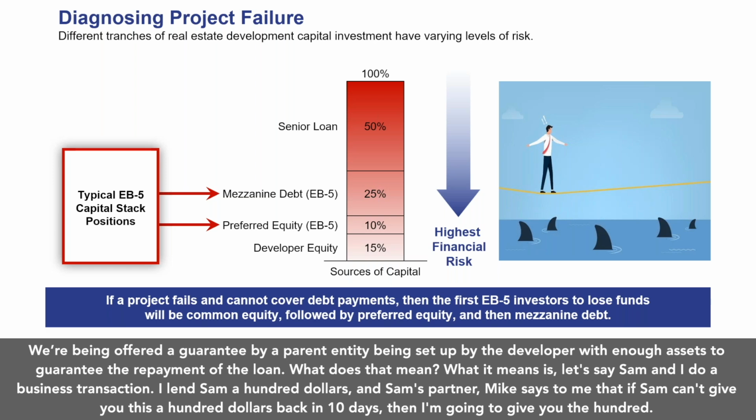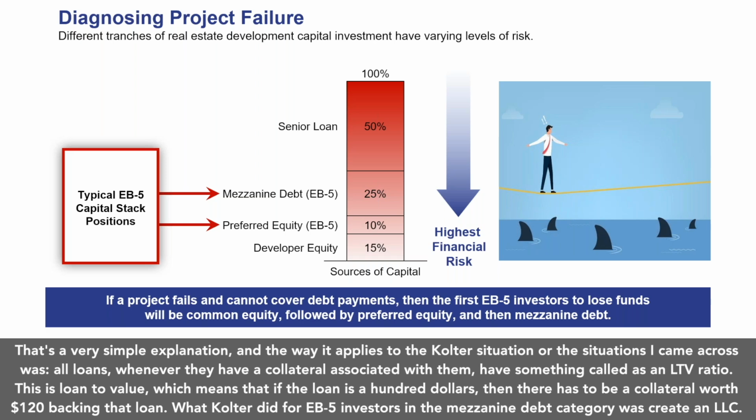What does that mean? What it means is, let's say Sam and I do a business transaction. I lend Sam $100, and Sam's partner Mike says to me that if Sam can't give you this $100 back in 10 days, then I'm going to give you the $100. Okay, that's a very simple explanation. And the way it applies to the Coulter situation, or the situations I came across, was all loans, whenever they have a collateral associated with them, have something called an LTV ratio, which is loan to value.